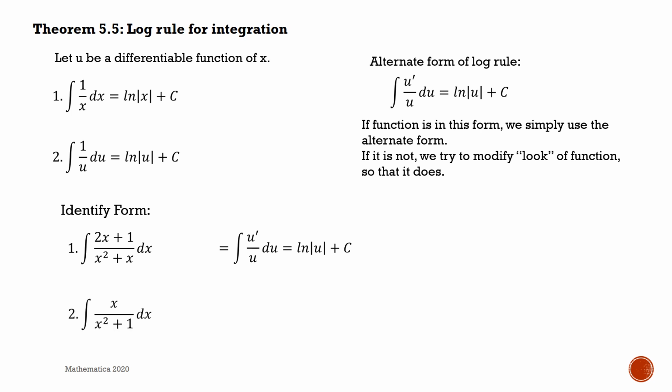However, for the second one, you can see that the denominator is x squared plus 1, and if I were to take the derivative of x squared plus 1, I end up with 2x, but my numerator is simply x, so therefore it does not fit the pattern. So therefore we need to modify the question so that we can.